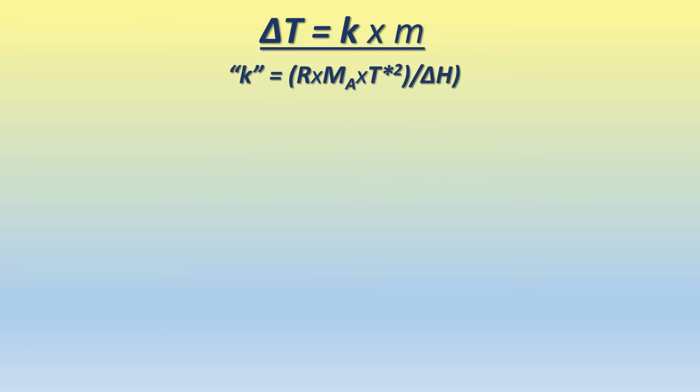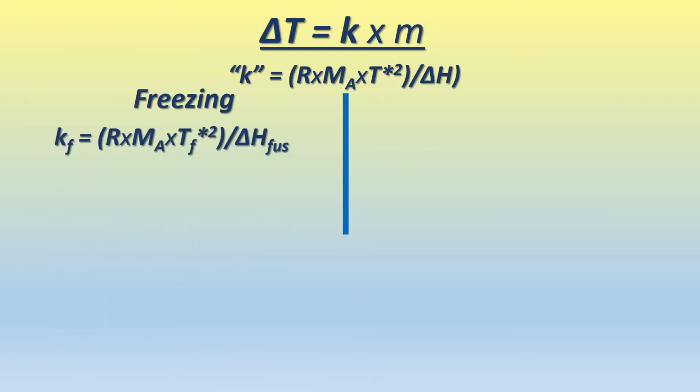Once again, that constant is equal to R times the mass of A times T squared over delta H. There are two common phase transitions. The first common phase transition is freezing. So I get the freezing point constant for any given solvent, where it's R times the mass of that solvent times the freezing point squared over the heat of fusion.